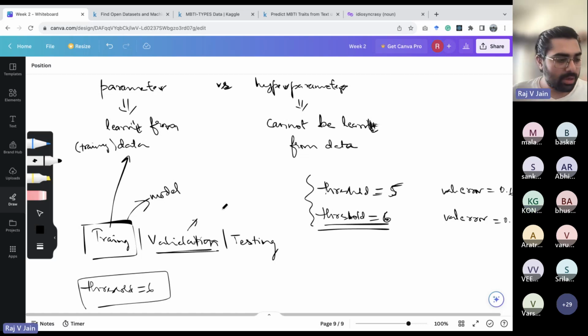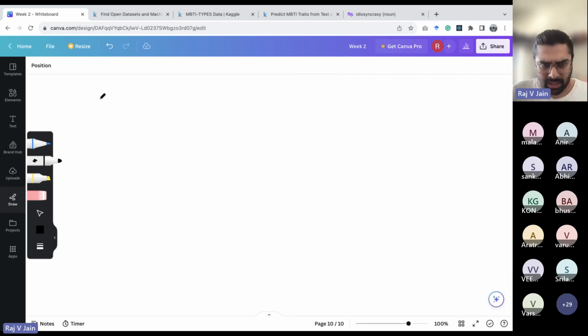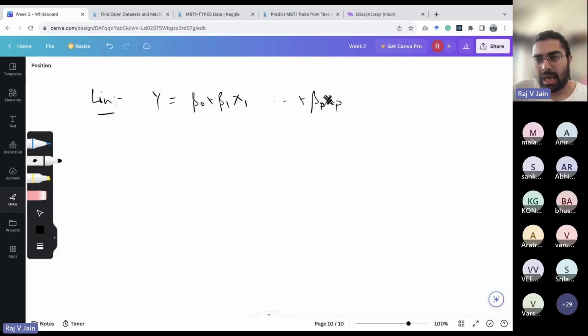Okay, sir. One question: in linear regression, can you have hyperparameters, because they don't look likely? Okay. So the regression that we have discussed in the class doesn't have. So for example, let's say linear regression, we saw y equal to beta naught plus beta 1 x1 until beta p xp, right? So here we don't have any hyperparameters.